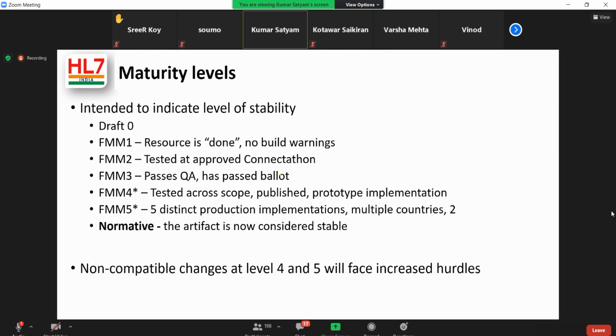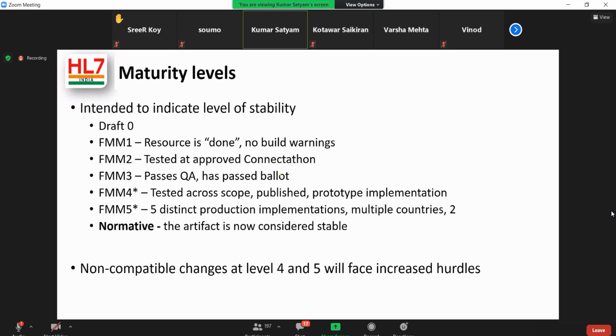And only when you have reached FHIR maturity model 5, which means that there are 5 distinct production implementations in multiple countries, then only that resource is a candidate to be called normative or stable. So you see how the process is, right? It's not just that today somebody came up with a resource saying I want to create an account resource, for example, and it's gone into production.